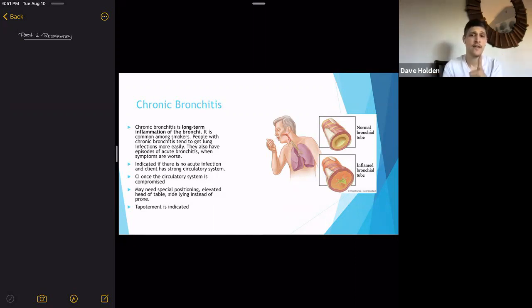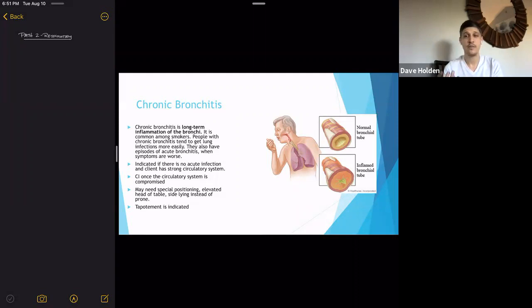Massage is indicated if they don't have any other acute infection. So again, no fever, no chills, no pus, nothing like that. They should be fine, as long as the client has a strong circulatory system. Once the circulatory system becomes compromised, they are no longer indicated. They are contraindicated for massage.